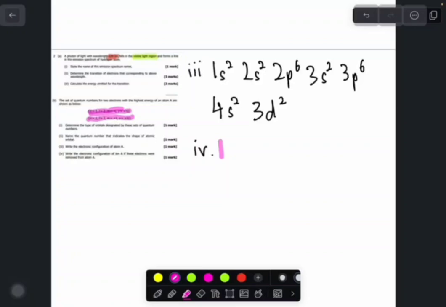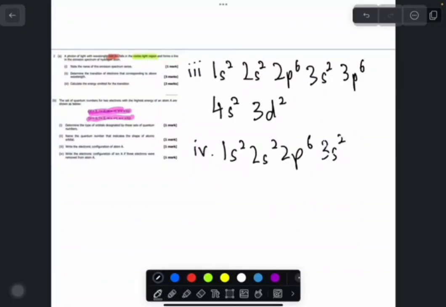It's going to be 1s2, 2s2, 2p6, 3s2, 3p6, and instead of 4s2, it's going to be 3d2 first, and then 4s2. Because basically what I've done now is arrange this according to ascending number, from 1 to 4. And since 4 is bigger than 3, I'm going to write 4 in front first.